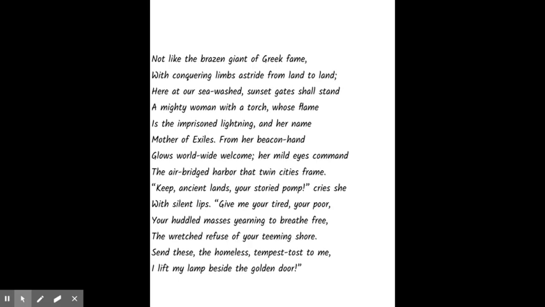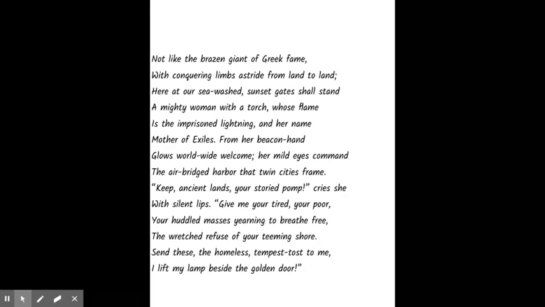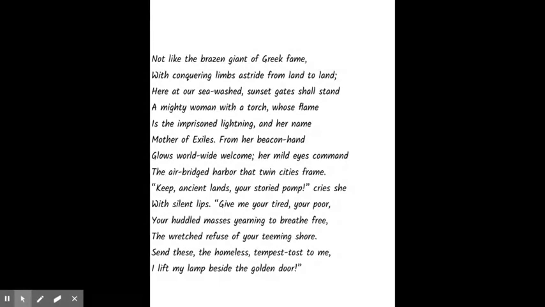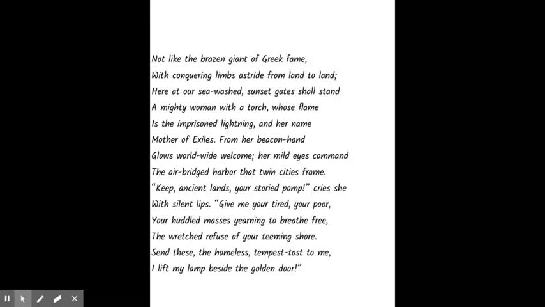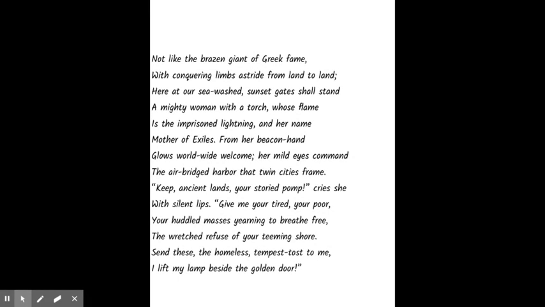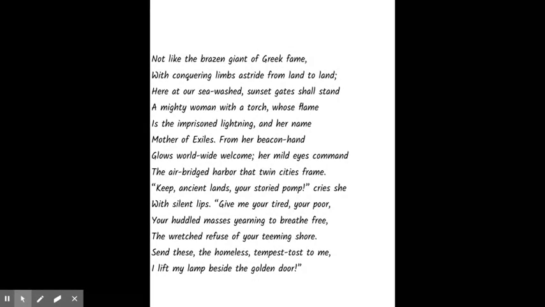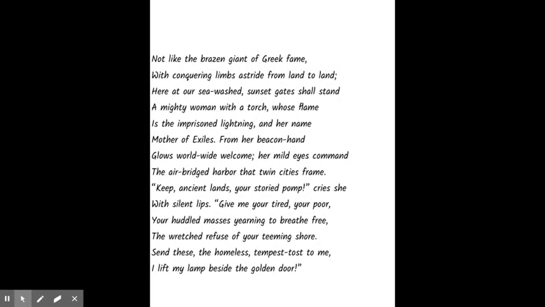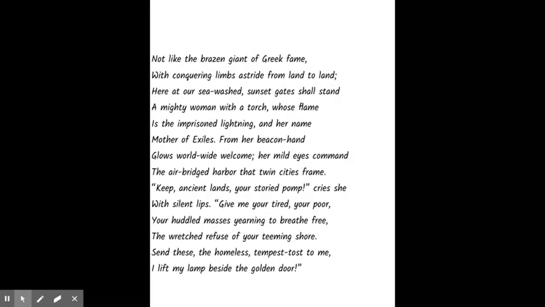So, not like the brazen giant of Greek fame is A, with conquering limbs astride from land to land. Well, land does not rhyme with fame, so we have to assign a second letter to it. In this case, it will be the next letter in the alphabet, B. Here at our sea-washed sunset gates shall stand. Oh, well, stand rhymes with land. And land was a B, so stand must also have a B assigned to it.